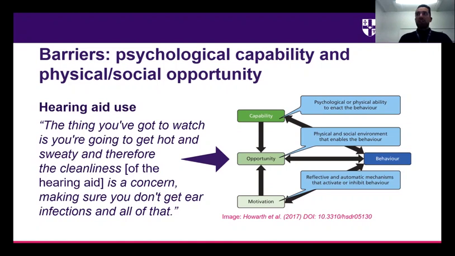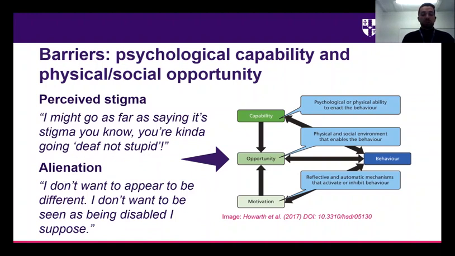If we now look at physical opportunity, hearing aid use, interestingly, was seen as both a barrier and a facilitator. In terms of a barrier, it was often seen as problematic due to concerns related to cleanliness and sweating. So somebody said here that they tend not to use their hearing aids when doing physical activity because they become hot and sweaty, and therefore cleanliness is a concern. Moving on to social opportunity, this included several themes, such as those related to perceived stigma. So they don't want to appear stupid, which is why they don't do physical activity. And they were also concerned about things like alienation, with one person saying they don't want to appear different, they don't want to appear disabled to other people.